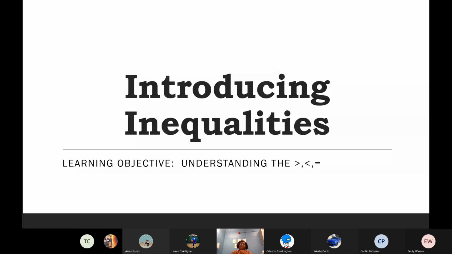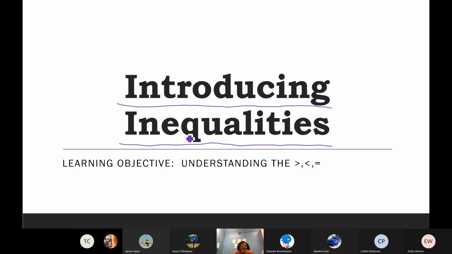We're now going to move on to inequalities. If you would, in your notes, go to a fresh page, and we're going to work to introduce inequalities. And our learning objective for this lesson, because I'm really teaching you 2 on a Friday, or introducing a new one to you, and this is what we'll be working on for the rest of the week next week until our CFA on Thursday. Our learning objective is really understanding the greater than, less than, or equals to sign.